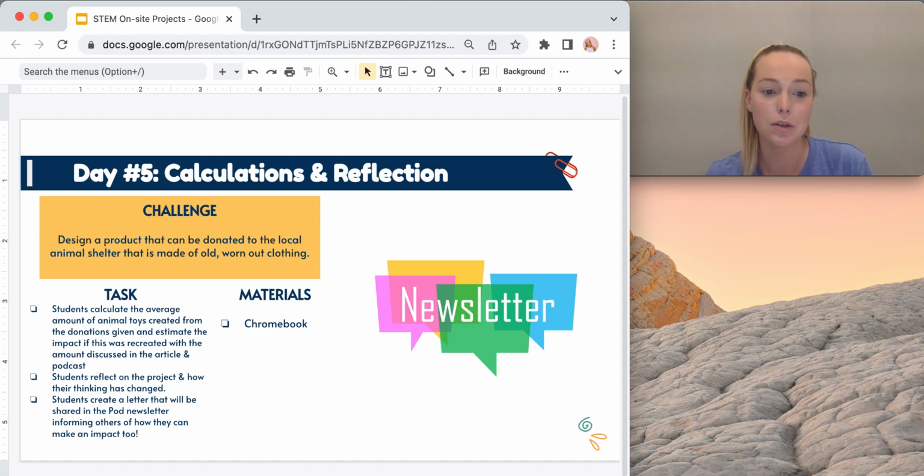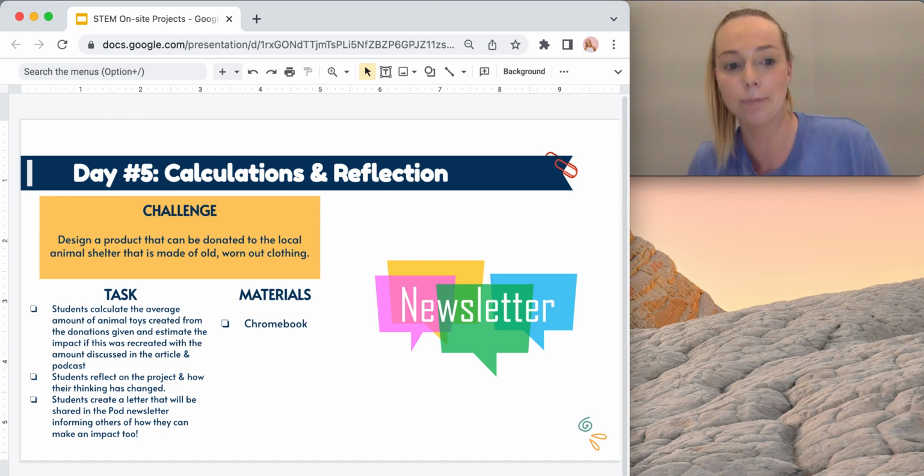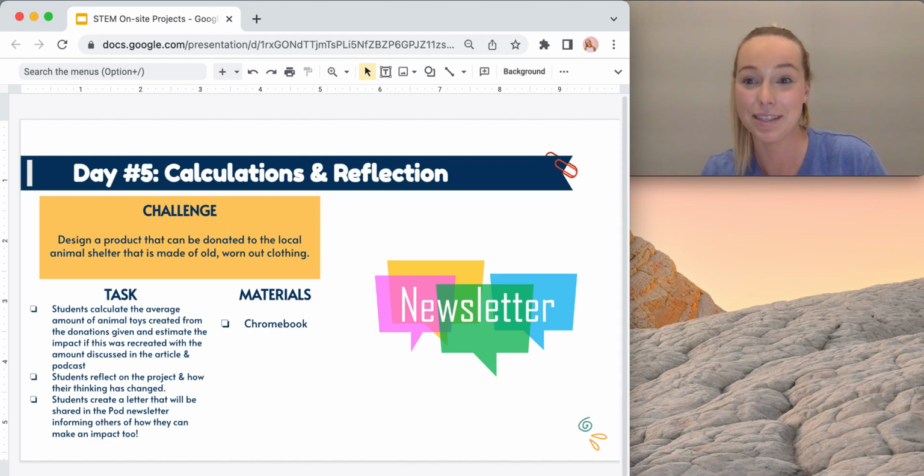And then after that, students reflected on the project about how their thinking changed, how they felt they did during the assembly line, if they were a good peer, and then they also were able to create a letter that was going to be shared in the pod newsletter to inform others about how they can make an impact too. Because our newsletter is digital, this was all done on the Chromebook, but if you did it on paper, you could also do it on paper. But that was the end of our 5-day unit.